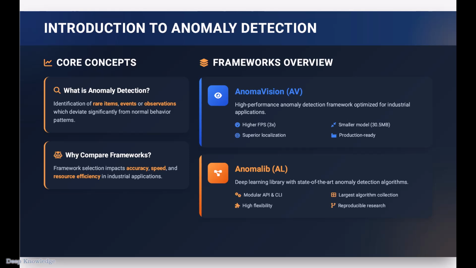Maybe just as a review, anomaly detection is like finding rare behavior or observations that occur only at a certain time. And we would like to compare these two, AnomaVision and Anomalib. And you can see from the overview that I have three times faster frames per second.